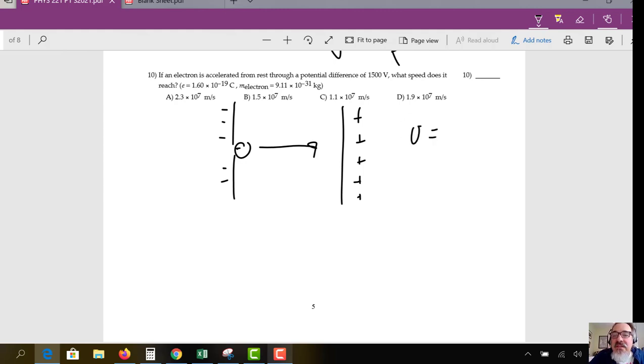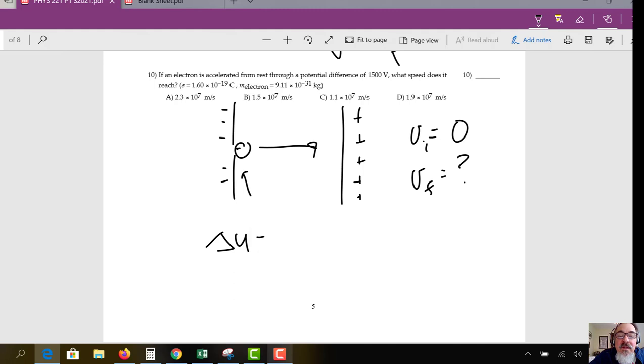So the initial speed is 0. Be careful, we've got velocity and we've got voltage. This final velocity is what we're actually wanting to know. So you start from rest there, you accelerate across. There's the charge of an electron, the magnitude of it. There's the mass of an electron. What speed does it reach? We're taking electrical potential energy, right? Because the electron doesn't want to be here. It wants to be on the other side, so it's going to accelerate across.